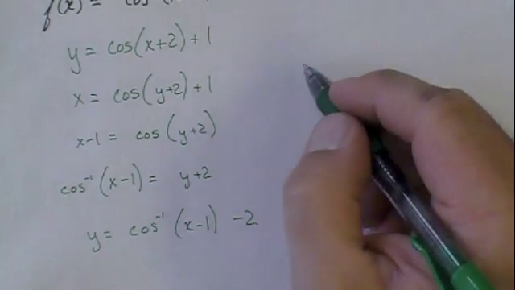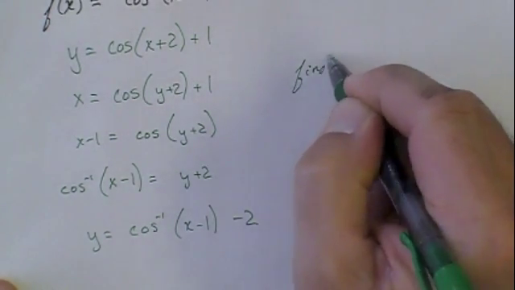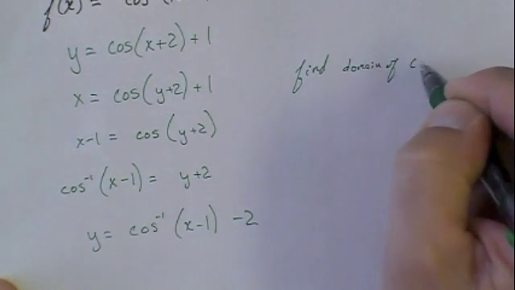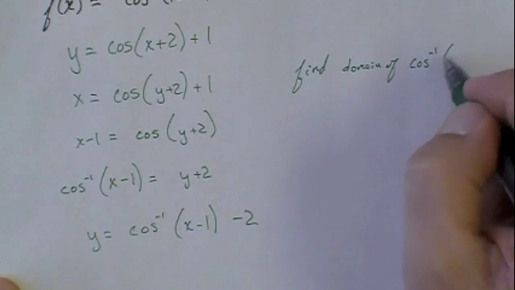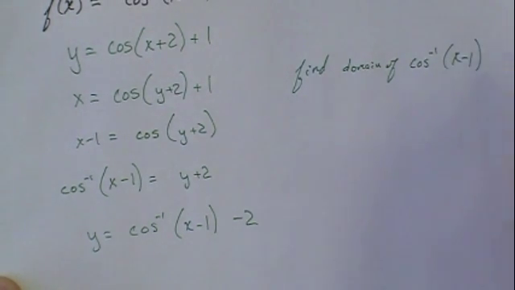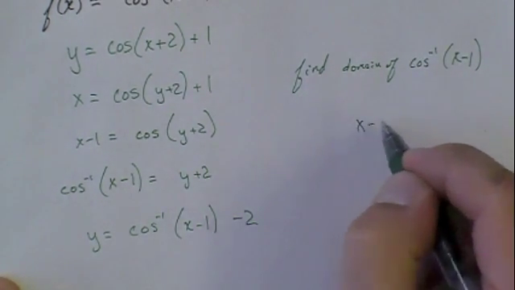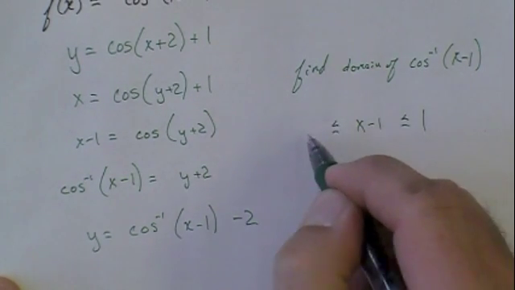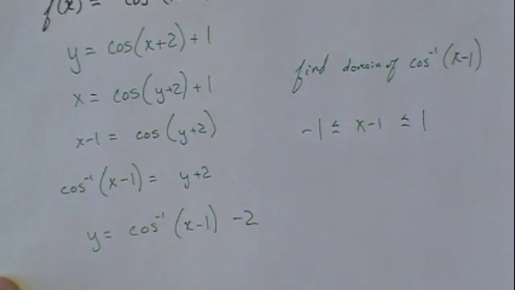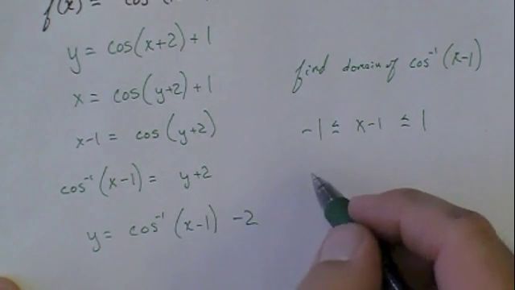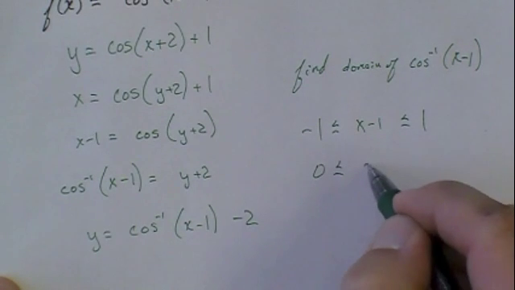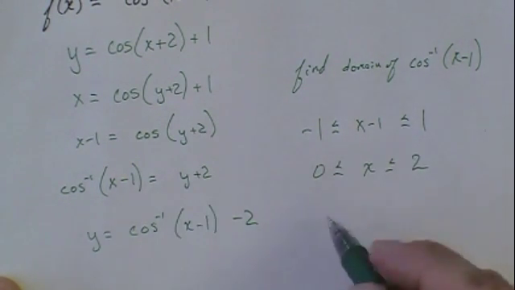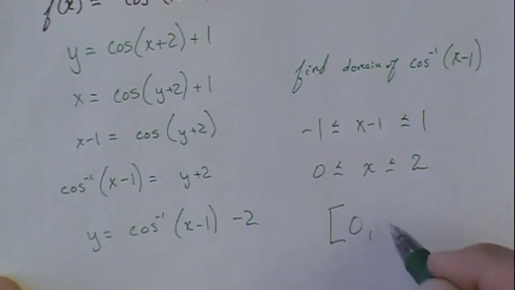And if we're going to find the domain of the inverse, we're looking at x minus 1. Again, we know that that x minus 1 value has to be in between negative 1 and 1. Add 1 to both sides. We end up with 0 less than or equal to x less than or equal to 2. So the domain of this inverse goes from 0 to 2.